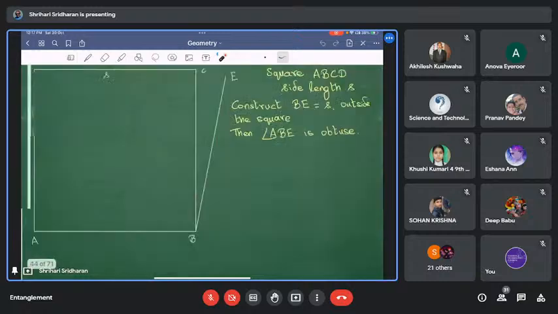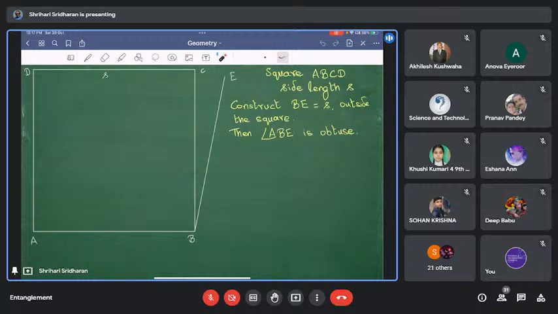Now, what I want to do is construct BE outside the square. So my point E lies outside the square. But then my length of BE is also equal to S. Because I take my E outside and I know angle ABC is 90 degrees, being an angle of the square, I know that my angle ABE is an obtuse angle. It's bigger than 90 degrees.